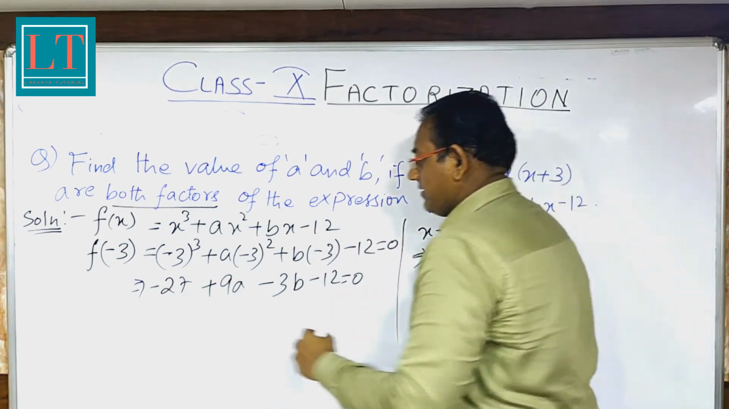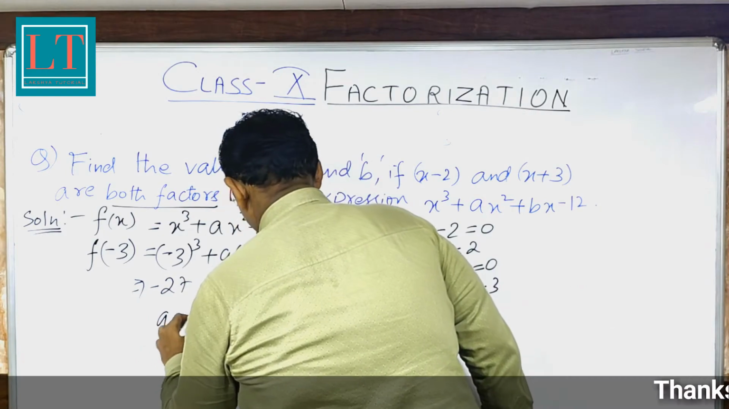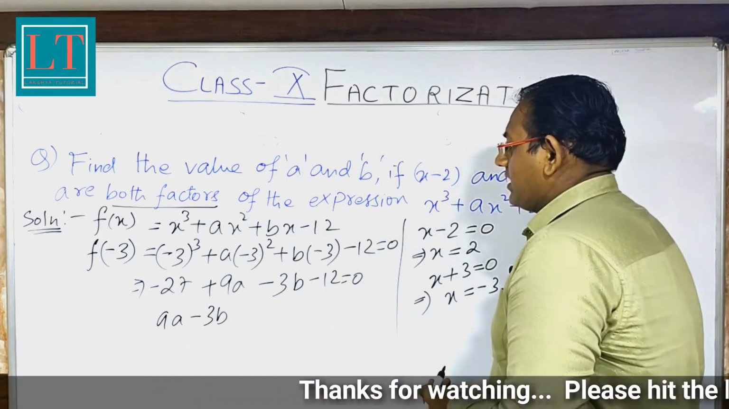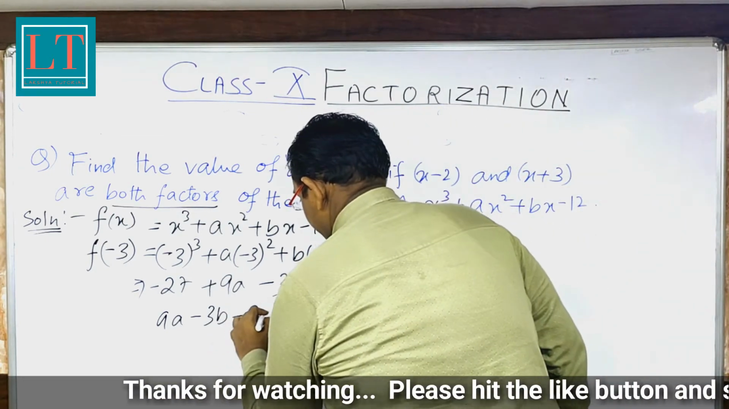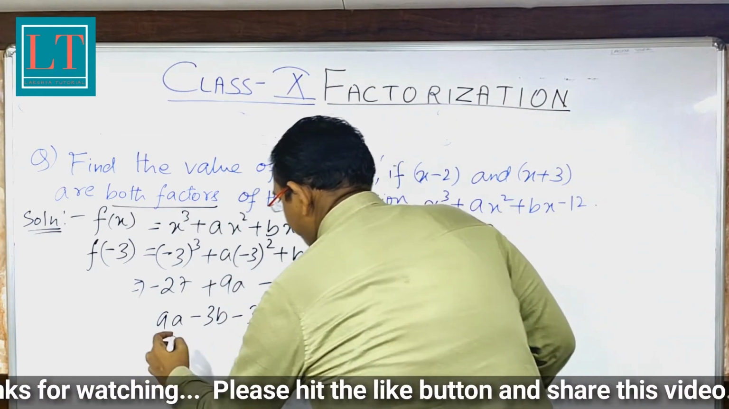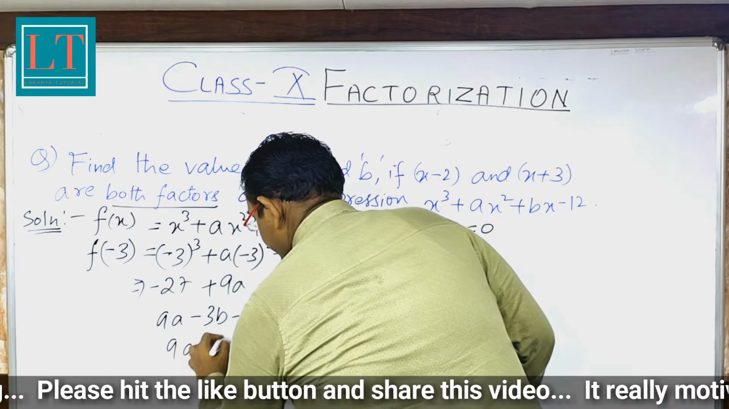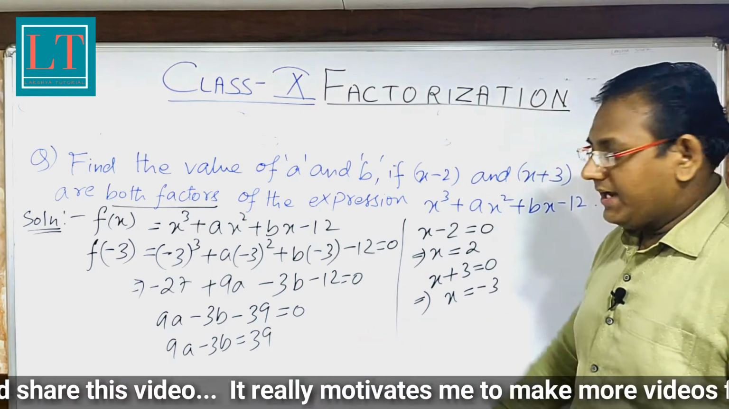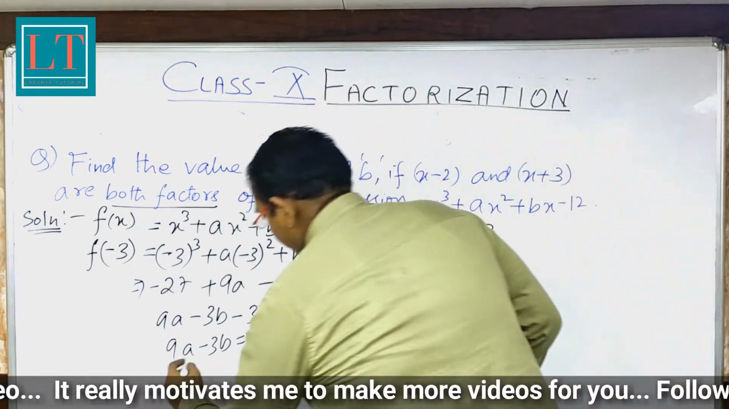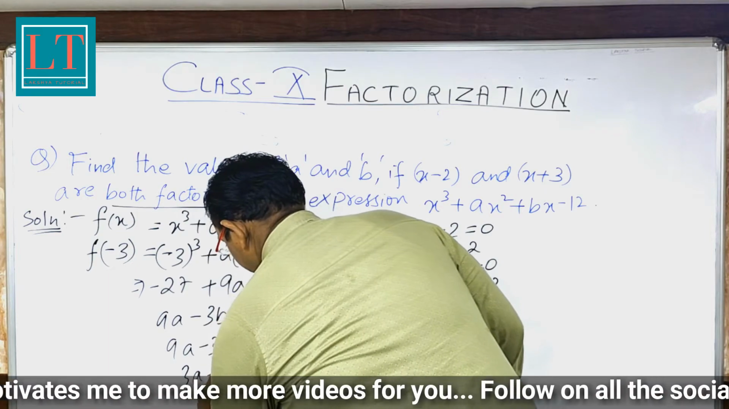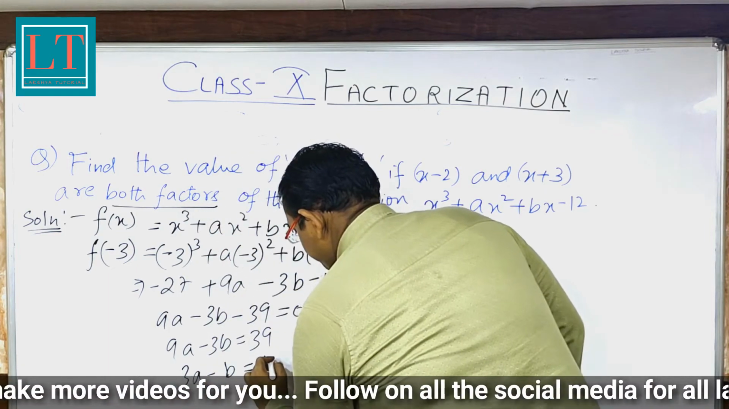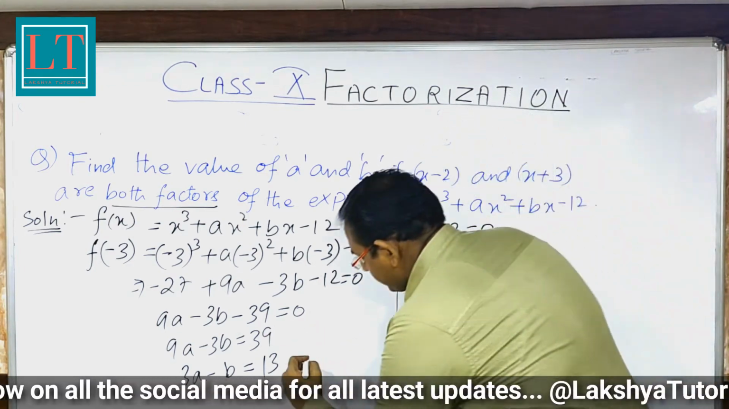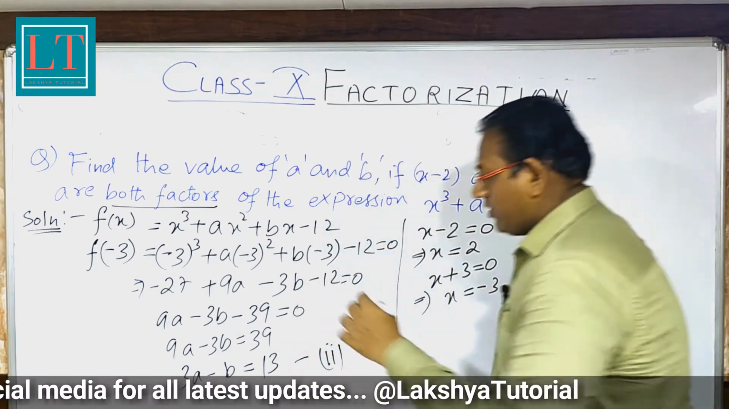So let us quickly simplify this one. We will be getting 9a minus 3b, and this minus 27 and minus 12 will give you minus 39. So let me write that as minus 39 is equal to 0, or 9a minus 3b is equal to 39. Let us take 3 common. So if we take 3 common, we will be getting 3a minus b is equal to 13. So we are basically dividing both the sides by 3. So this is equation number 2 over here.